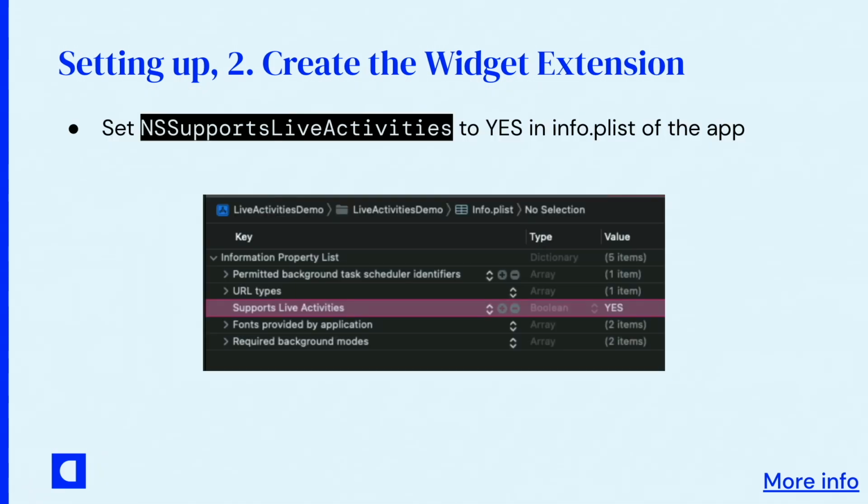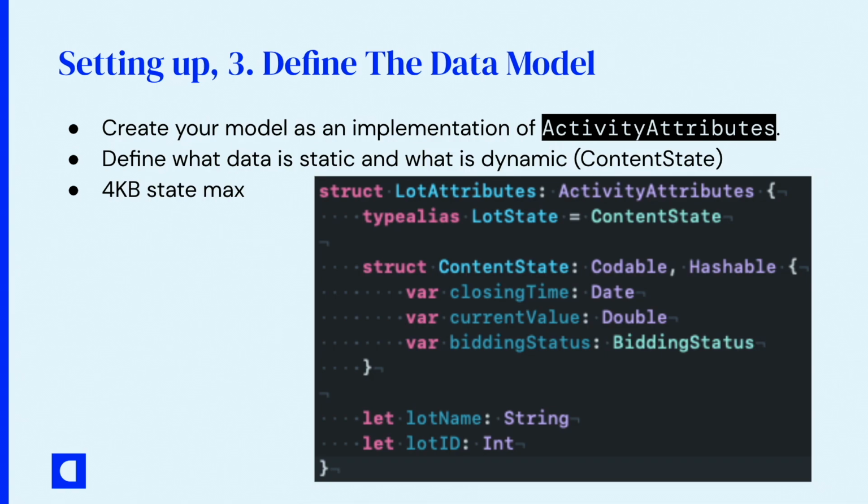Then you add to your Info.plist in your app the NSSupportsLiveActivities key, and you have to set it to yes, of course. Then you start by creating your data model, basically. It's the ActivityAttributes protocol that you have to implement, and that protocol contains the static fields of your activity. In this case, a lot is basically the objects that we sell. It has a name and an ID, and that is static. That doesn't change throughout the life cycle of the live activity.